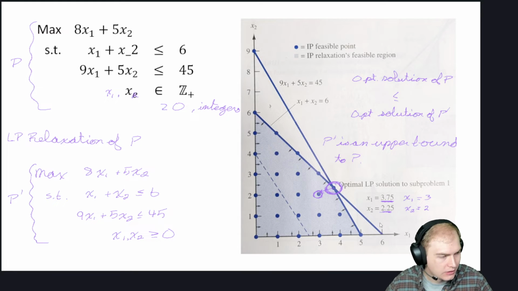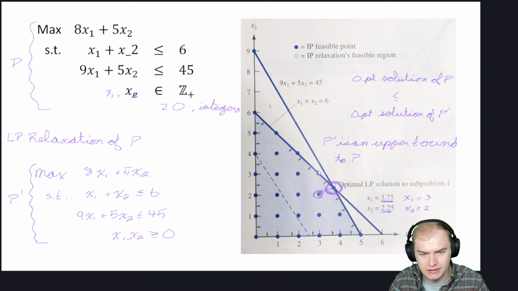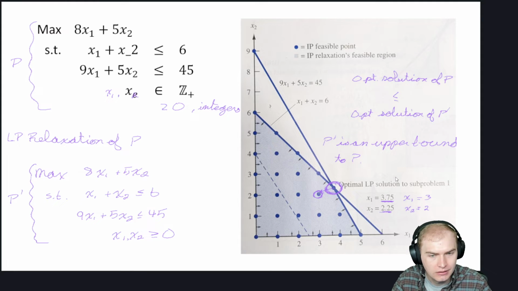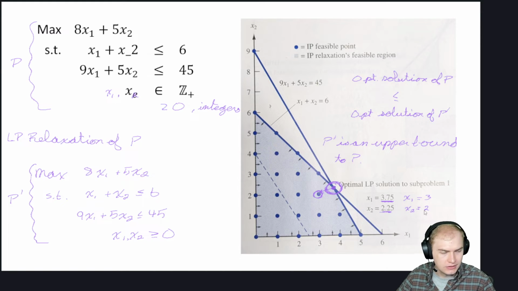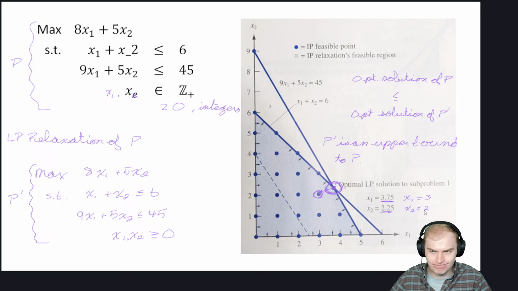So again, we can look at our example here and notice that I'm not actually sure which one is the optimal solution to P here, but P prime, its optimal solution is this point 3.75, 2.25, which is non-integer. So first thing we do, look at the relaxation.